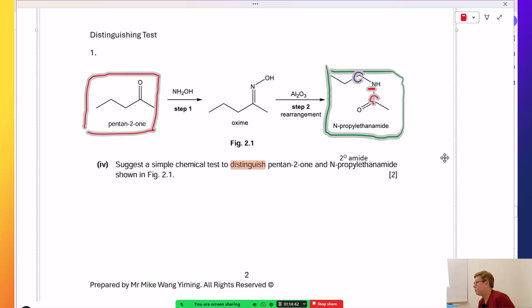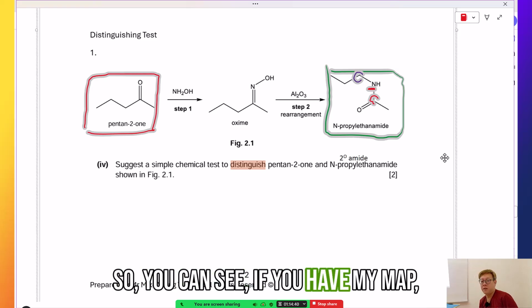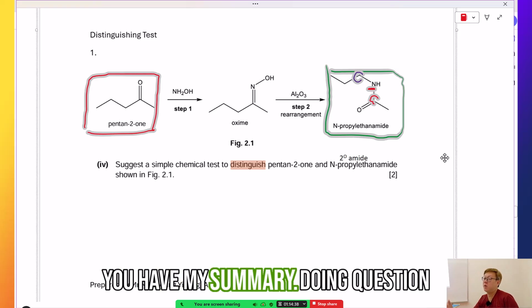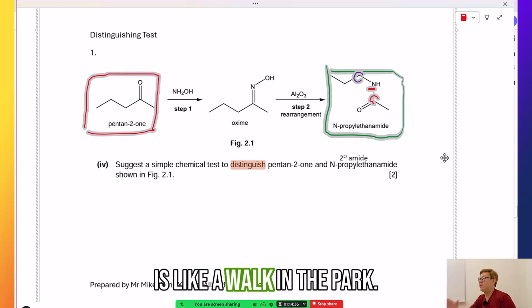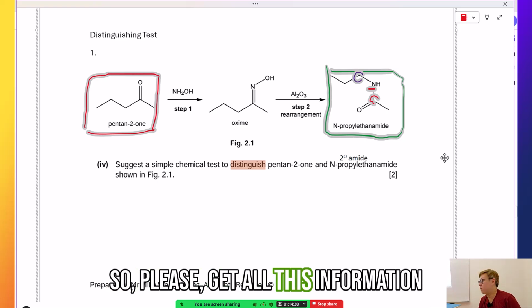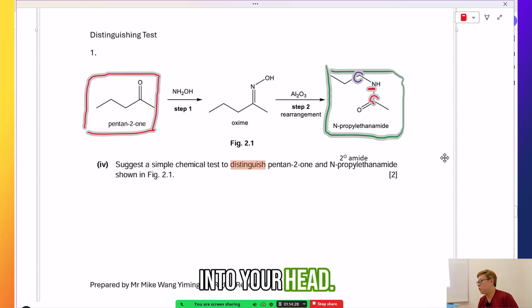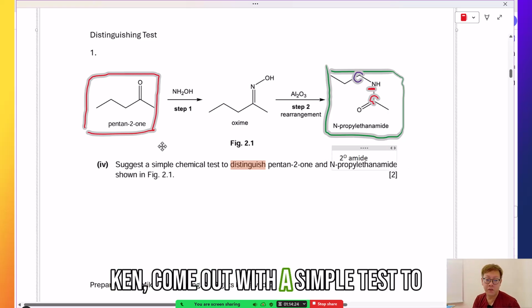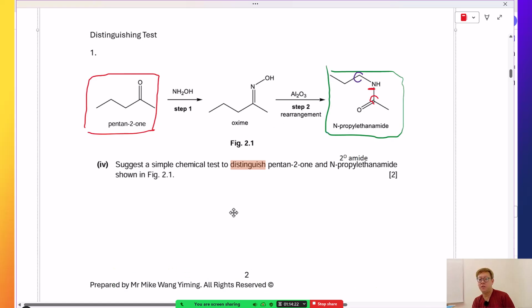Understand? So you can see, if you have my mind map, you have my summary, doing question is like a walk in the park. Agree? Yeah, so please get all this information into your head. Can? Try. Come up with a simple test to differentiate between these two.